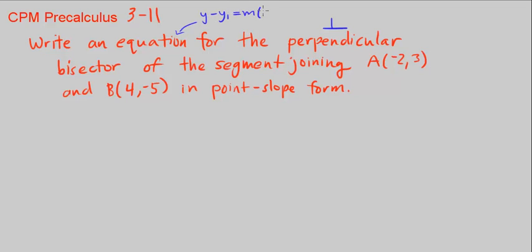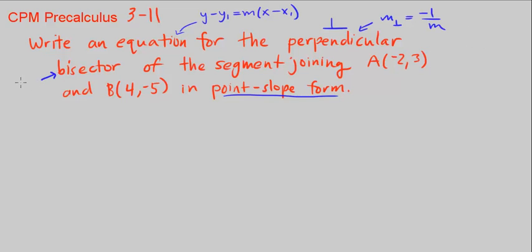Okay, so the equation of a line in point-slope form, we know, takes the form y minus y1 equals m times x minus x1, right? We need a point and a slope to create it. That's why it's called the point-slope form. Okay, so the other thing we need to know is perpendicular, we know what that means. That means the slope of a perpendicular line is the negative reciprocal of the original slope.